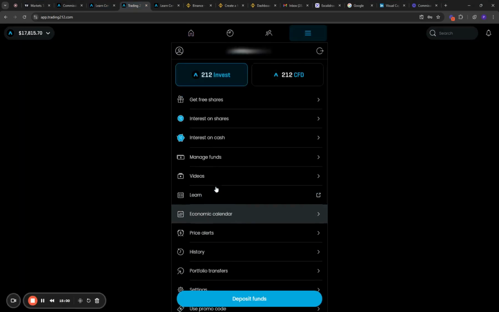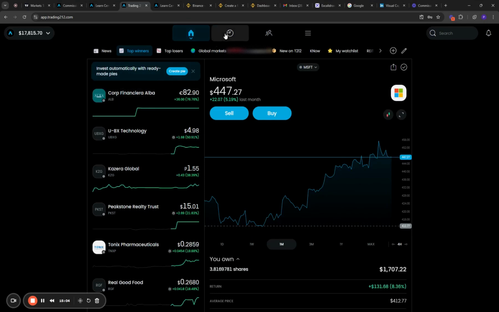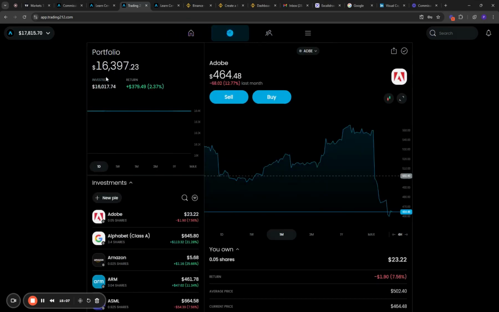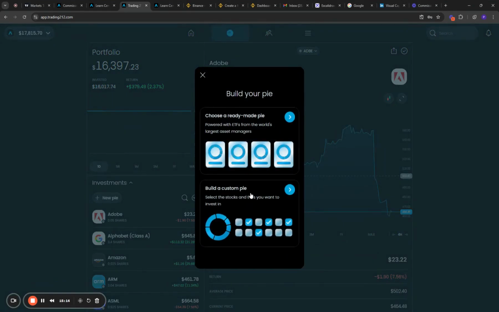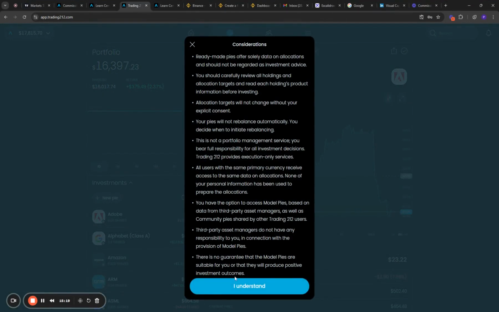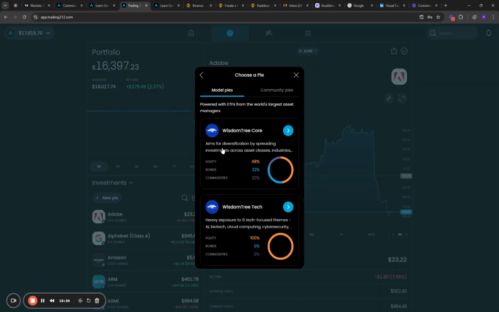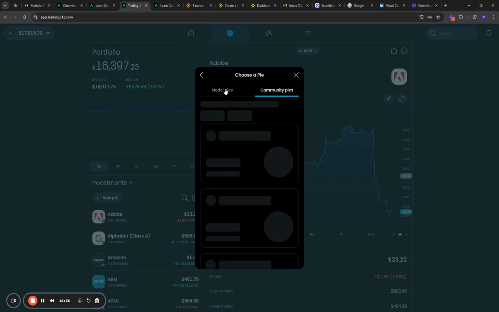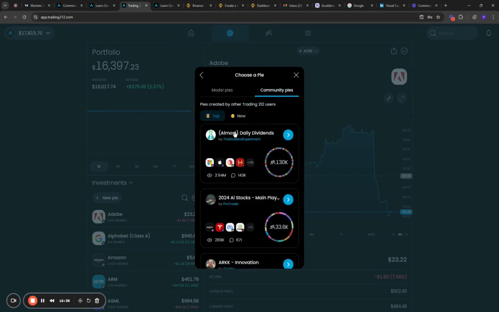This is the same view from your mobile. It will be the same. So always use this chart to see your portfolio and what's going on. You can also create a new pie, and there are also ready-made ones for people who already have their own, for example this one is diversification of investment assets across different industries. Also you can see pies made by the community. This is like a model buy. So this is daily dividends.